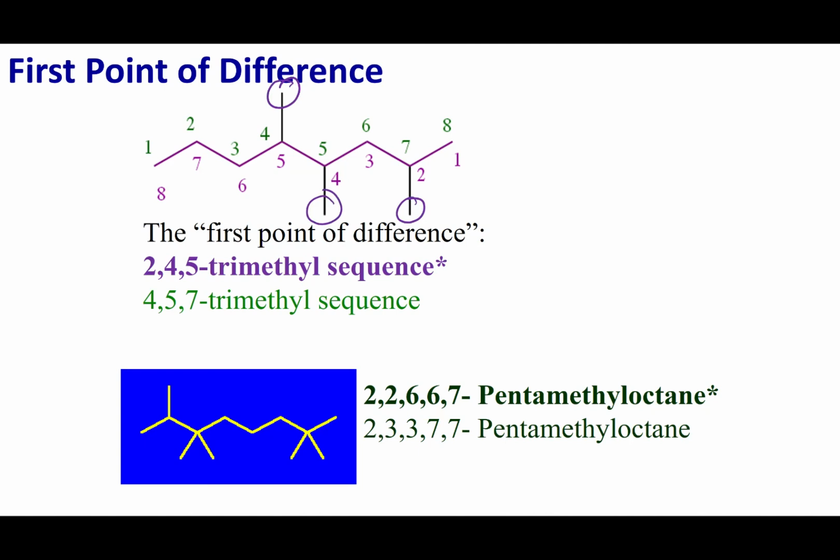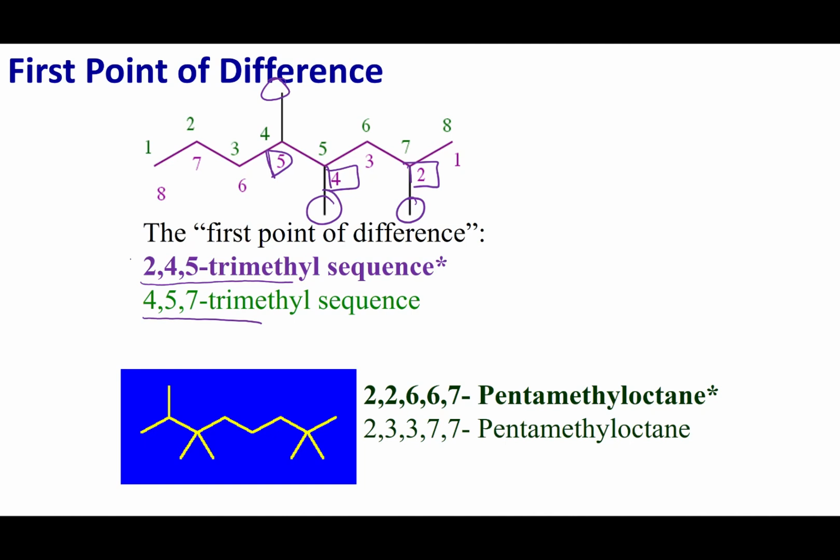Now I have 3 substituents here. Here are my 3 methyl substituents, and now I'm going to tell you the locant, or the location, of them. If I use the green numbering scheme, what you will see is the locations of those substituents are 4, 5, and 7. And so I could say this is 4,5,7-trimethyl. Now if I use the other numbering scheme, 2, 4, and 5, that could also be called the 2,4,5-trimethyl sequence.